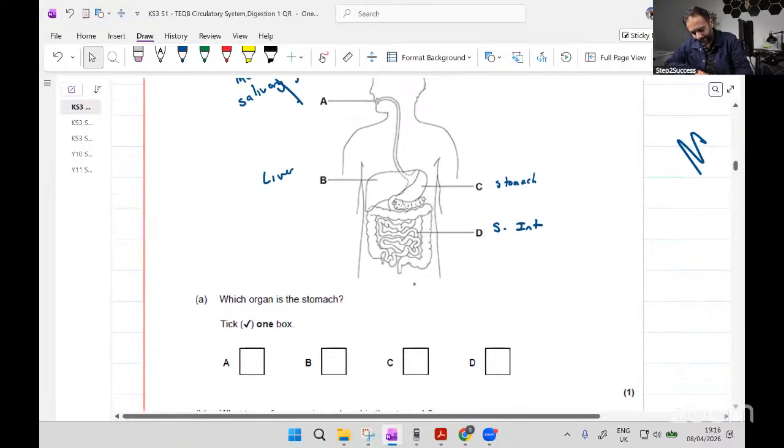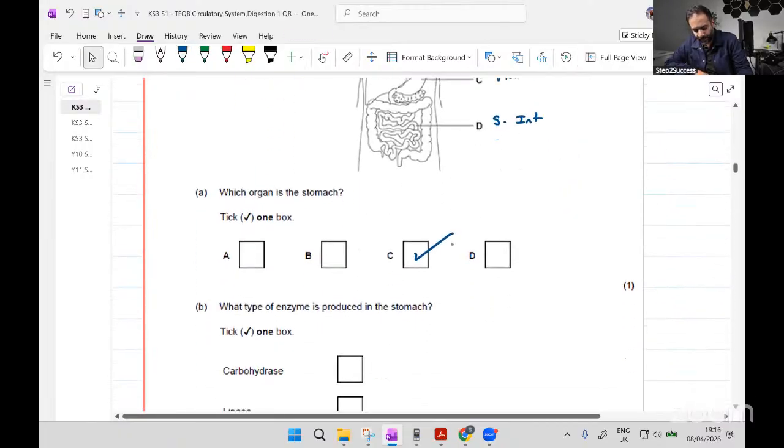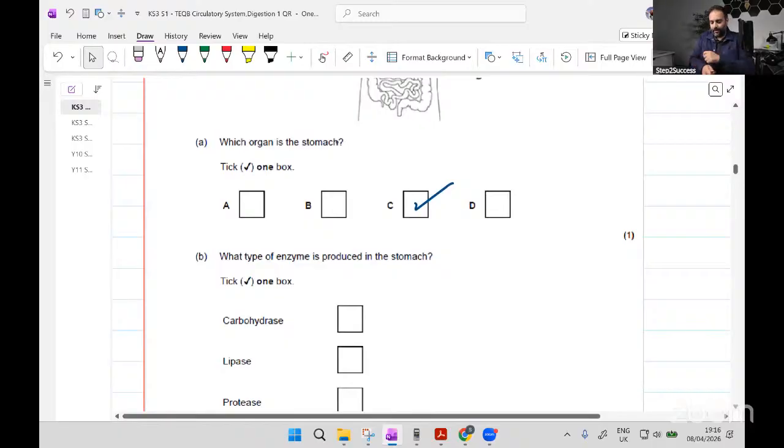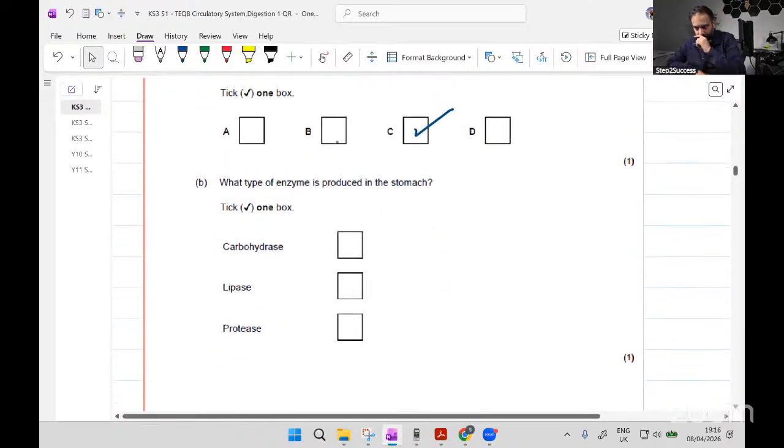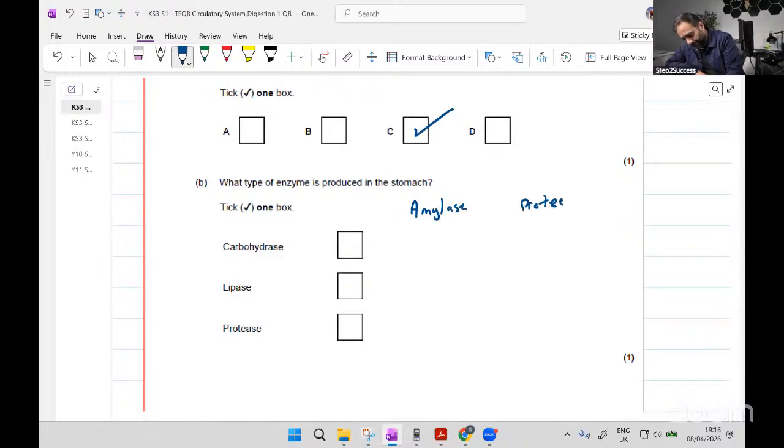Which organ is the stomach? C. And what type of enzyme is produced in the stomach? I'm going to do a very quick summary here. There are three enzymes: amylase, protease, lipase. They have different functions, but we'll come to those in a minute. In terms of where they are made, there are three places for amylase. Those three places are salivary glands, small intestine, and pancreas.